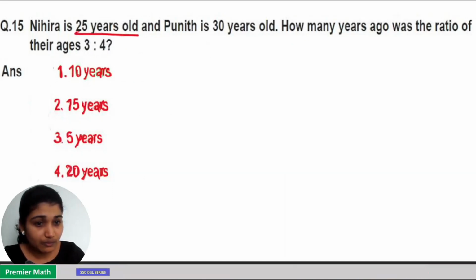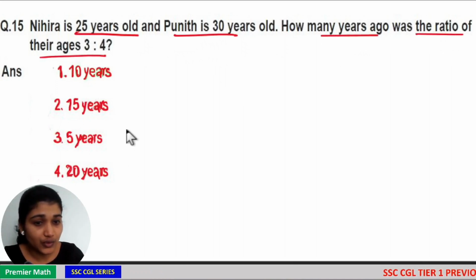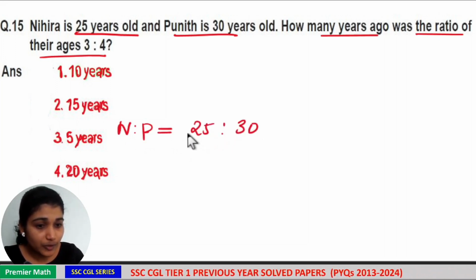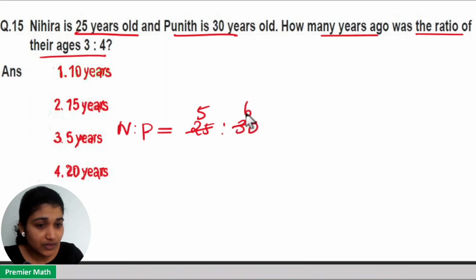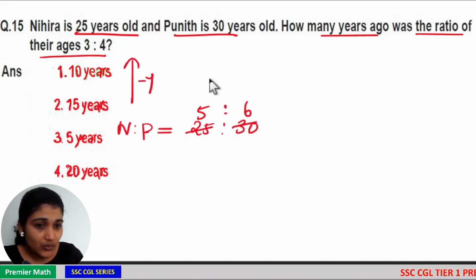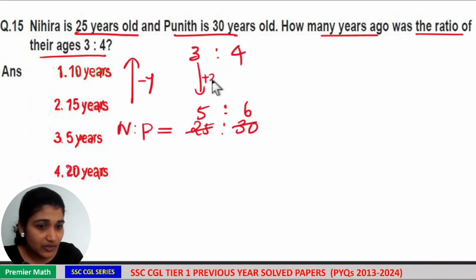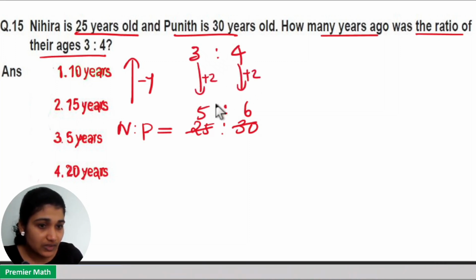Nikita is 25 years old and Punit is 30 years old. How many years ago was the ratio of their ages 3:4? Here Nikita and Punit, their present ages are 25 and 30. Now if you take the ratio, 5 5s are 25, 5 6s are 30. 5:6 is the ratio of Nikita and Punit. Now some years ago, their ratio of ages was 3:4. If you look at this, the difference is the same. That is, the difference between 3 and 5 is 2. The difference between 4 and 6 is 2. Which means here 2 parts is our answer.